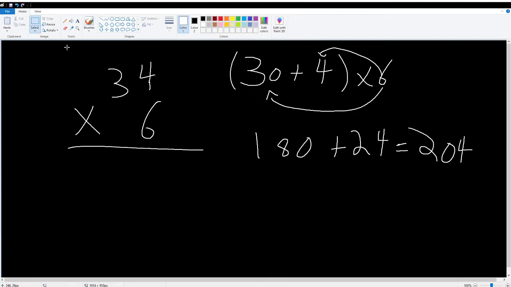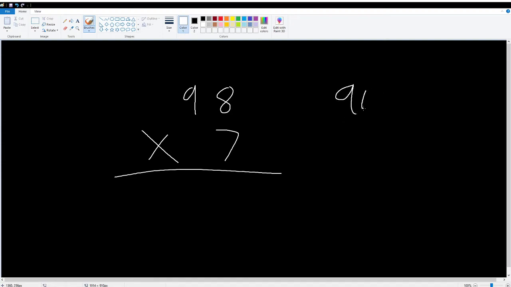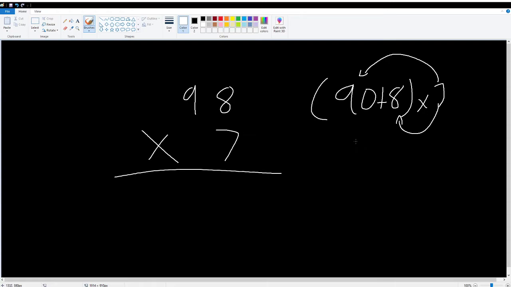Okay, let's do another one. Let's do 7 times 98. Break down 98 into 90 plus 8, multiplied by 7. Distribution property, remember? 7 times 9 is 63, so 7 times 90 is 630. 7 times 8 is 56, plus 56, and you get 686. Okay, we just did that in our head.